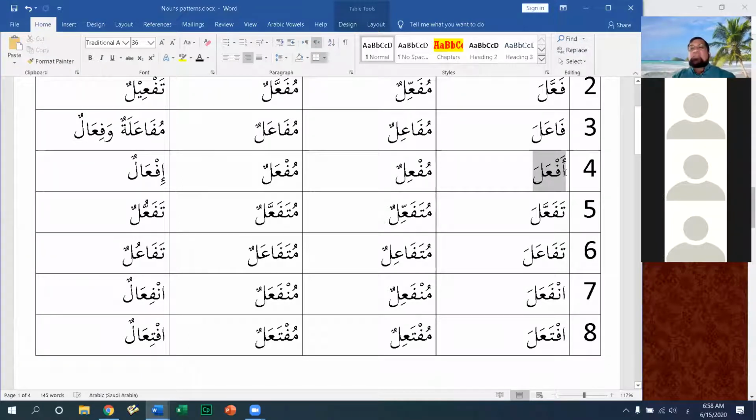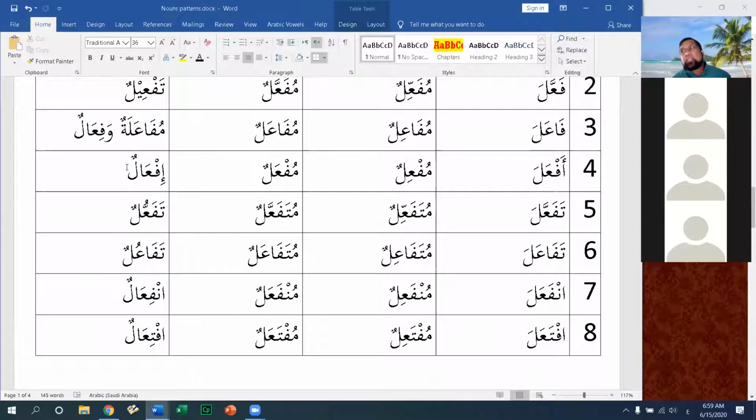So this is the verb, the action and the actor, and this is only the action. So if you have the verb with the actor and you strip the actor from the verb, then you're left with the action. So anfaqa, he spent. If we take out he, we're left with infaq. That's what the masdar is. So we're isolating the action from the doer.